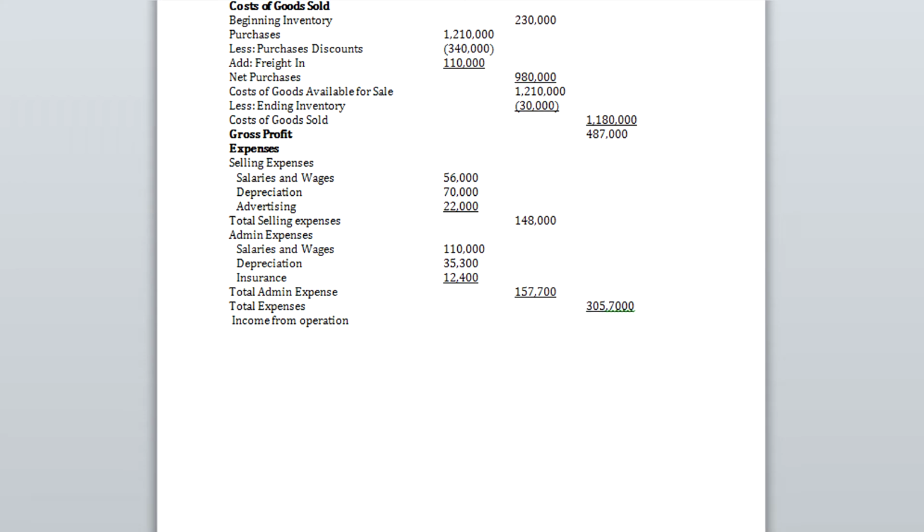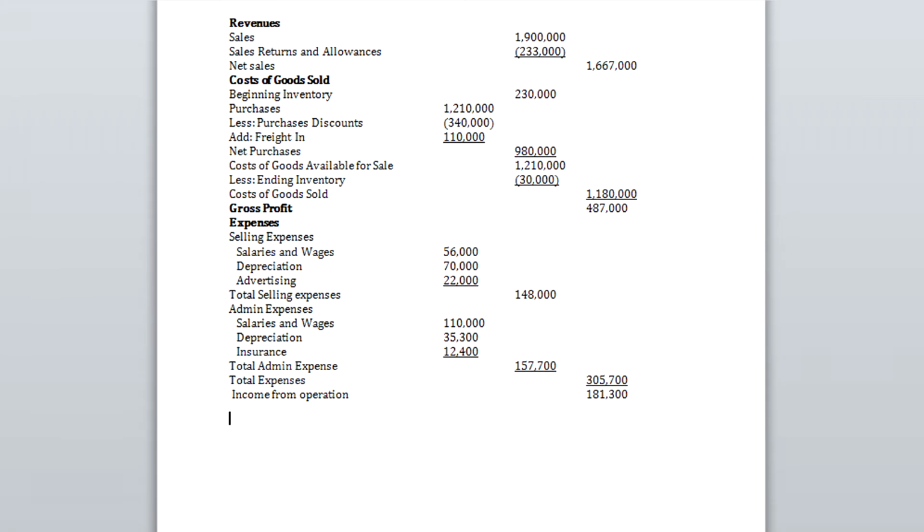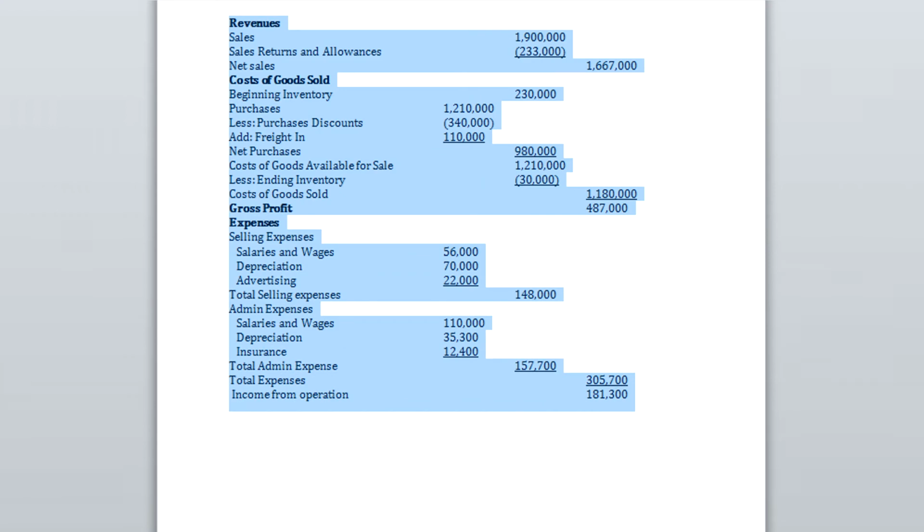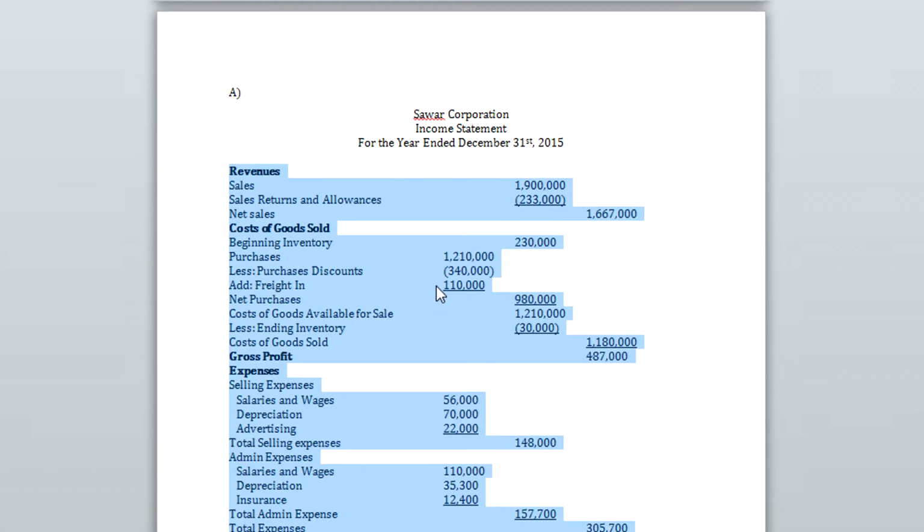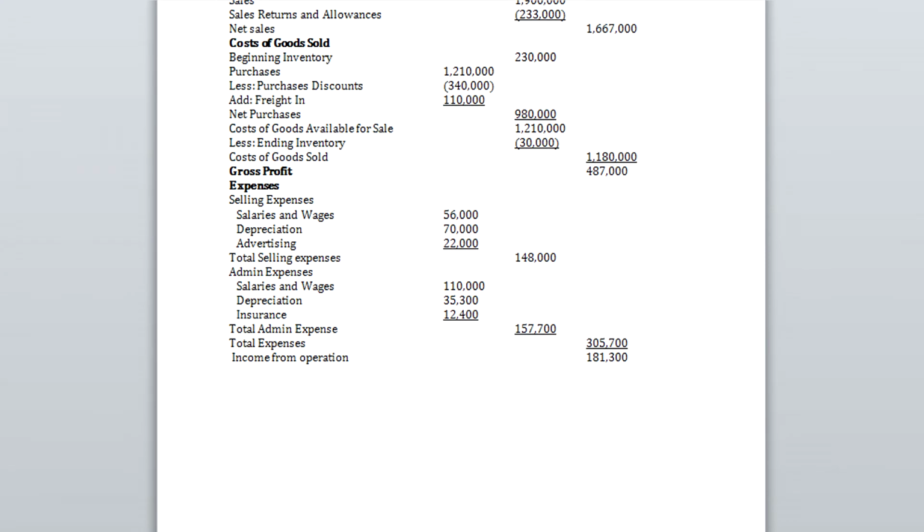So $487,000 subtracted by $305,700, way too many zeros there, is $181,300 worth of income from operations. Okay, so now we're done the operating section of the income statement. Now we can do the non-operating section.